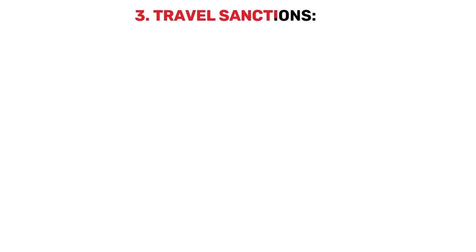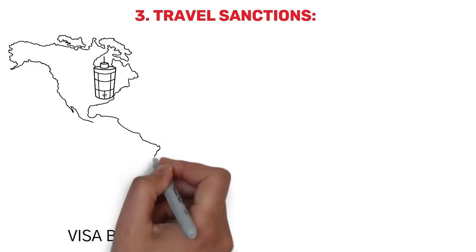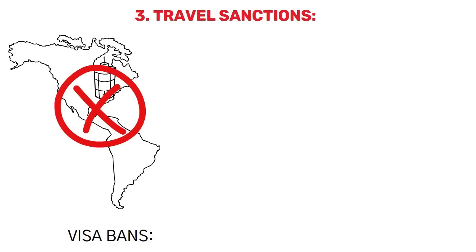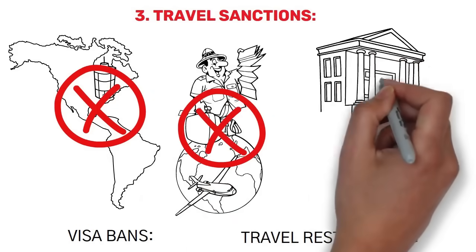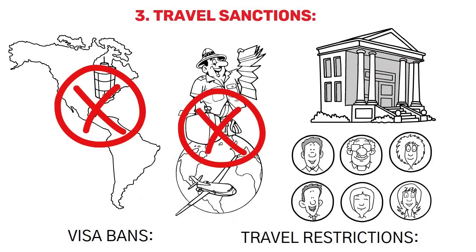3. Travel sanctions. Visa bans, prohibiting certain individuals from entering the sanctioning country or region. Travel restrictions, imposing limitations or conditions on travel by officials, government representatives, or citizens.